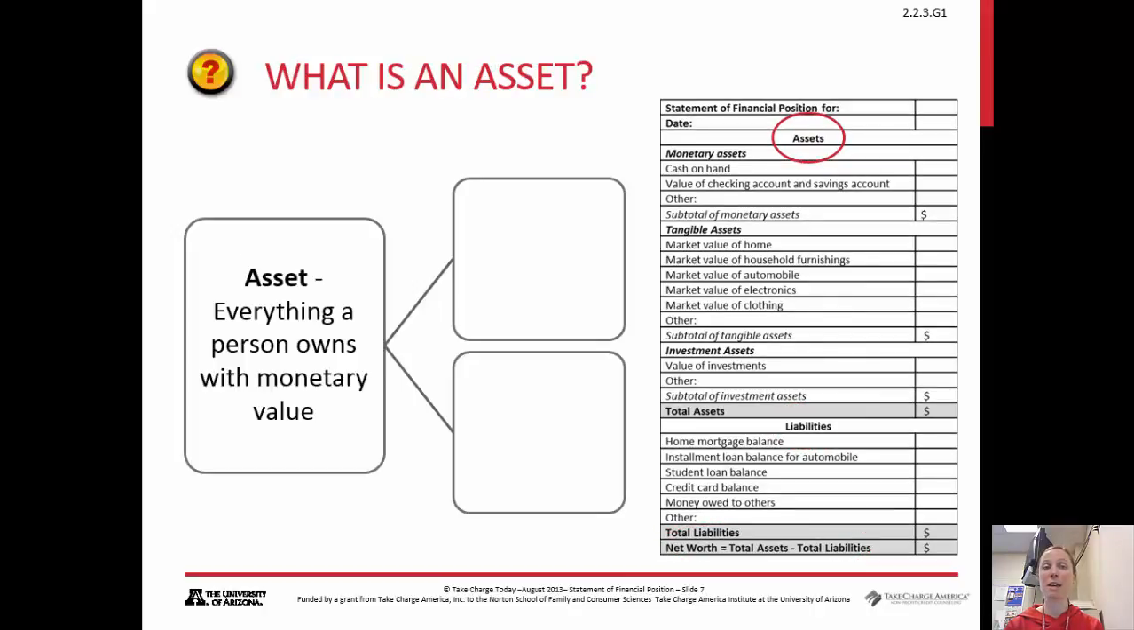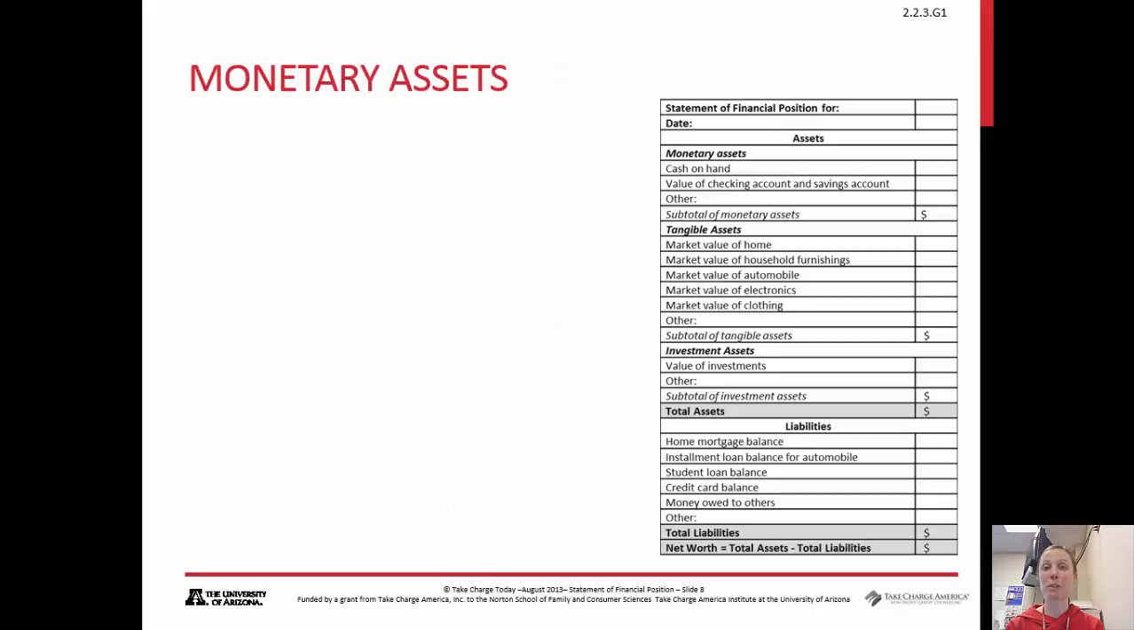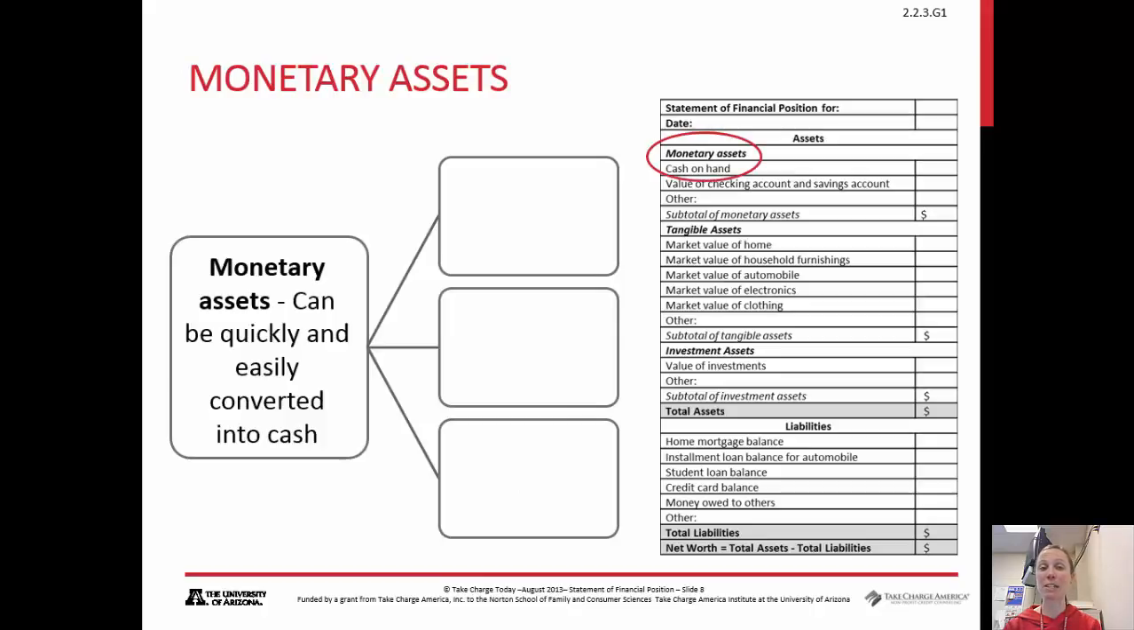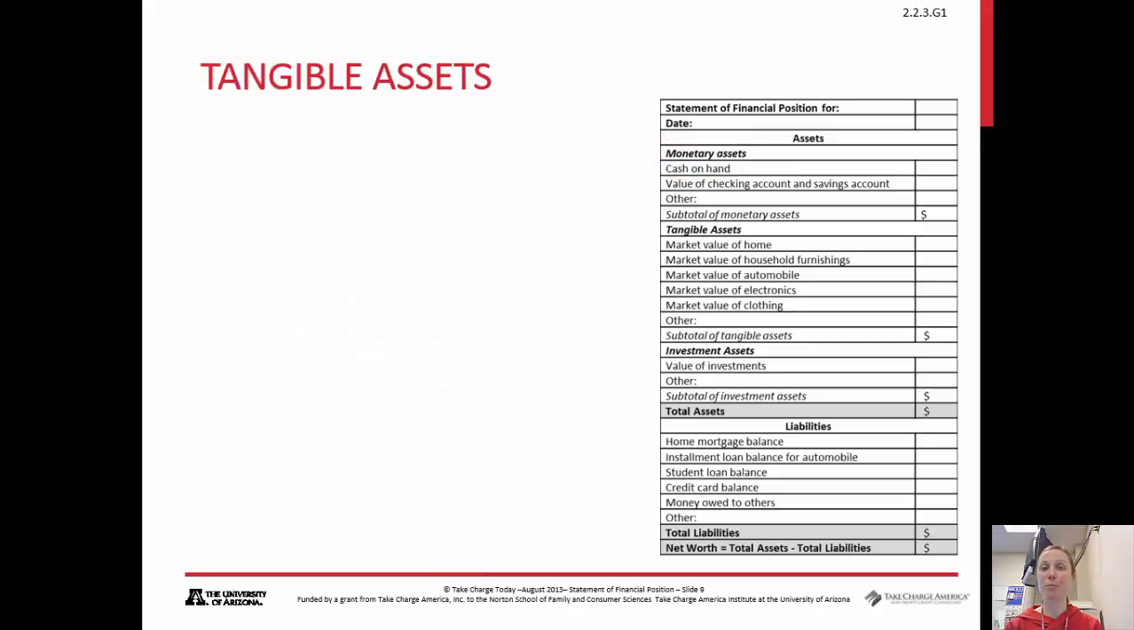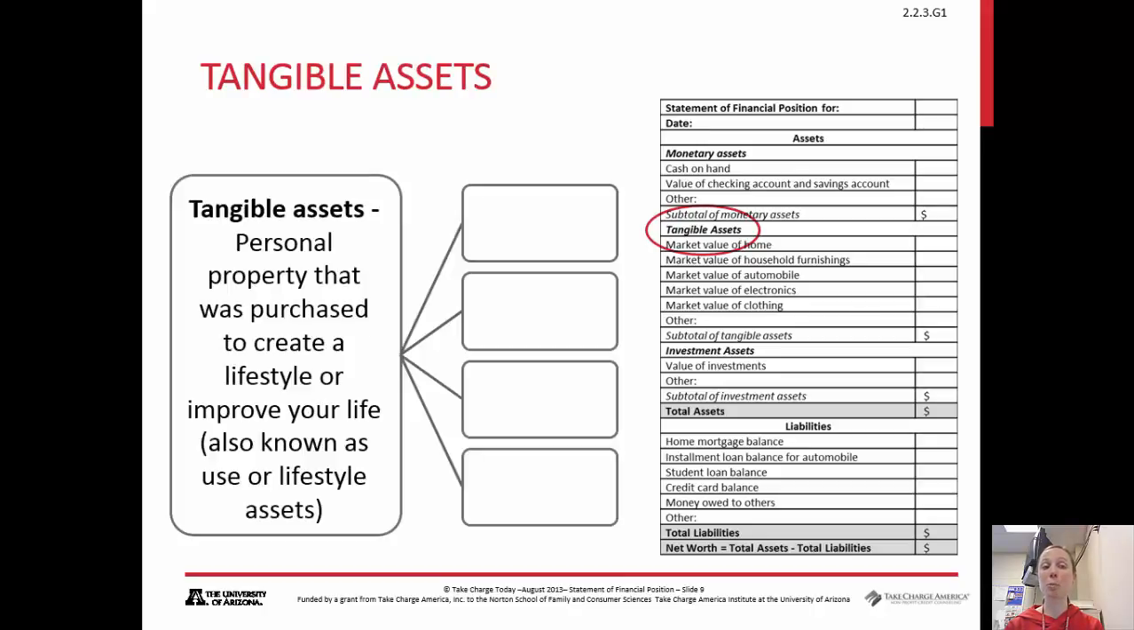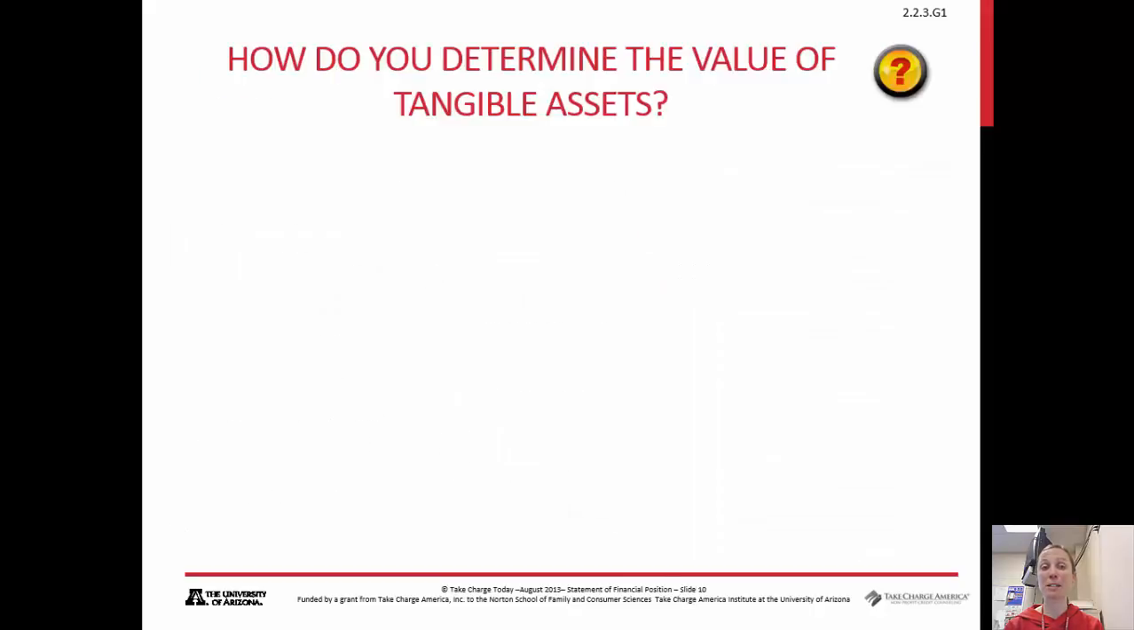Assets are everything a person owns with monetary value: cash, and the value of your personal possessions. So it's broken down into different types of assets. We have monetary assets first. Those are easily converted to cash, and besides cash, those are your money in your checking and savings, and then any other cash-related items that you have. Tangible assets are personal property that you've bought to improve your lifestyle. So that could be your home, your car, electronics, clothing, anything like that.